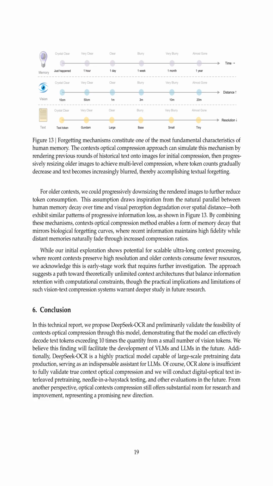Figure 13. Forgetting mechanisms constitute one of the most fundamental characteristics of human memory. The context's optical compression approach can simulate this mechanism by rendering previous rounds of historical text onto images for initial compression, then progressively resizing older images to achieve multi-level compression, where token counts gradually decrease and text becomes increasingly blurred, thereby accomplishing textual forgetting.